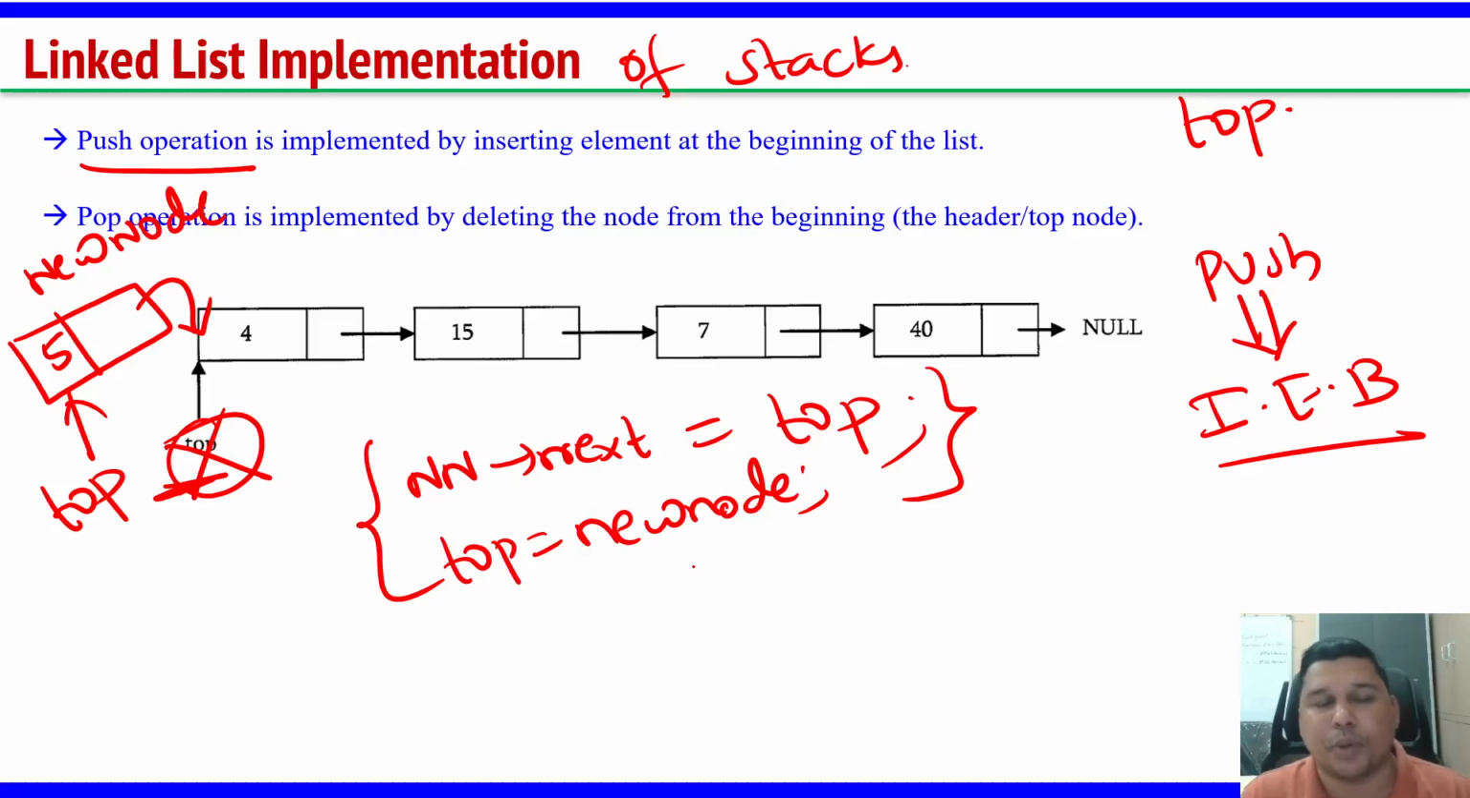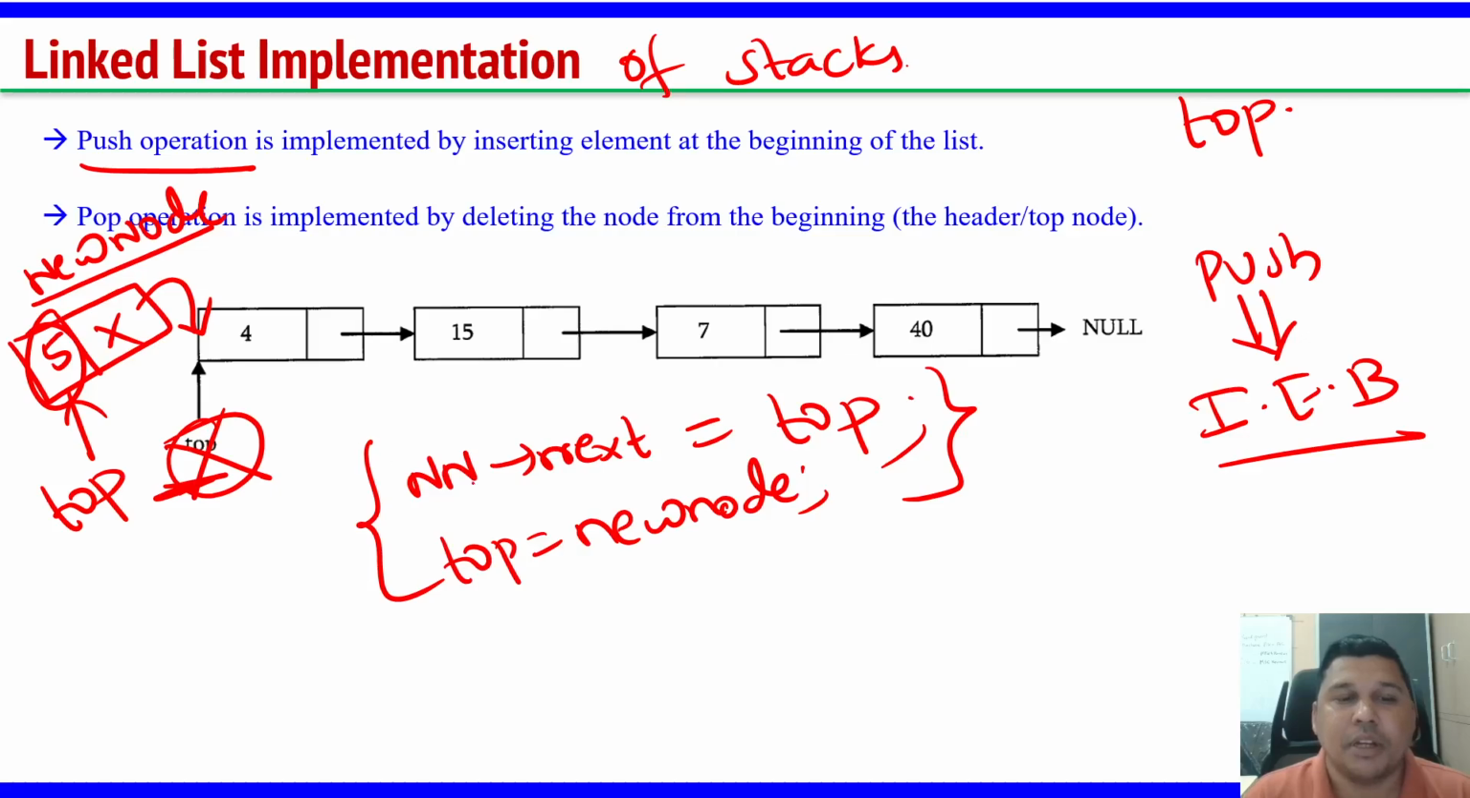Then on 5 you can put another number, again you can put another number, you can keep inserting like this. Okay, very simple operation, that is push operation. It is same as inserting an element at the beginning of the list, which is very easy. Step 1 is to declare a new node, put some value in that with null.